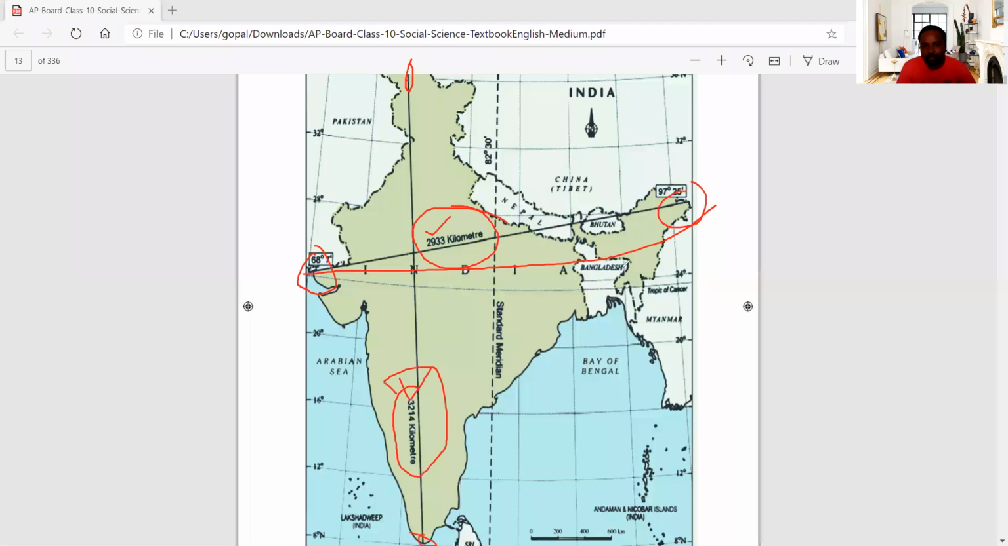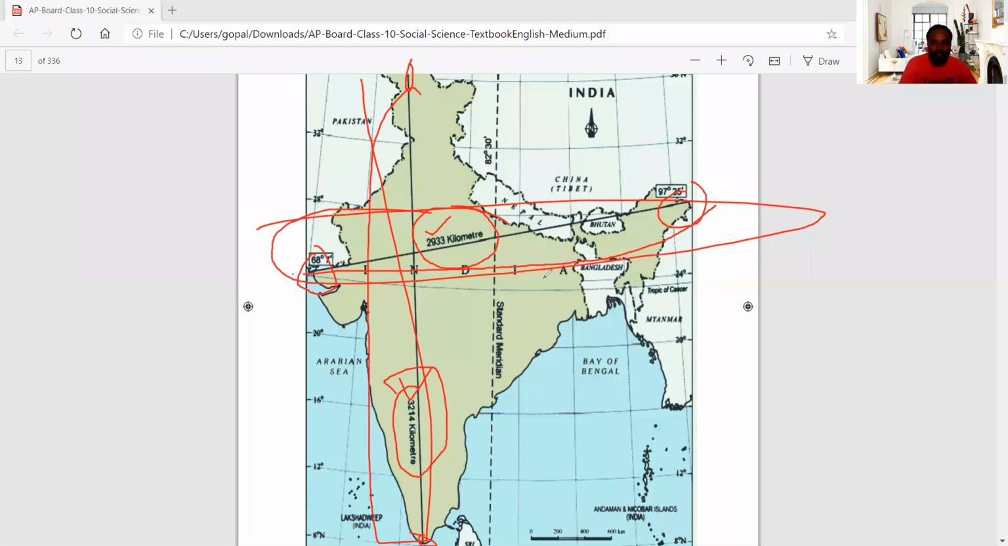Just remember, these distances are very important. Very important distances from west to east and from north to south. If you see the textbooks, these are very important.